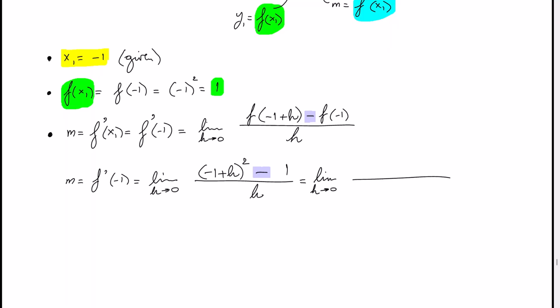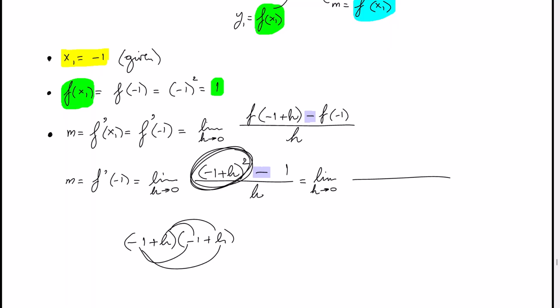And again, to FOIL this part, I'm going to use a formula. Or if you don't know the formula, you can just write -1 plus h times -1 plus h and FOIL it the traditional way. The formula I'm going to use allows me to get the answer really quickly. It's 1 minus 2h plus h squared. And then I have the -1 next. And that minus is now here at the end.